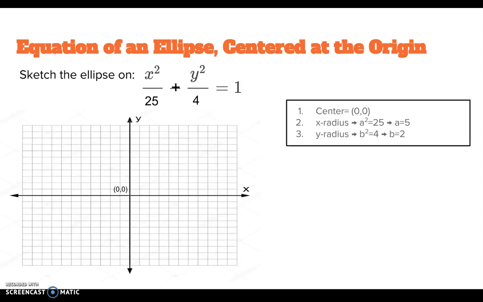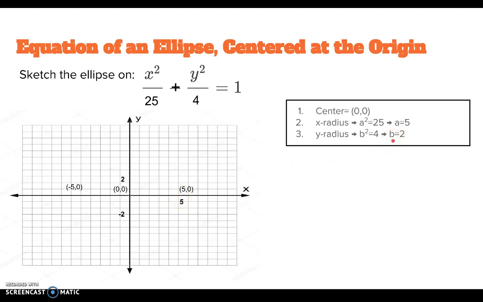So now let's put these numbers on our graph. So we have 5 as the x radius. This is the center. As a is 5, we're going to count the distance: 1, 2, 3, 4, 5. So here it's going to be 5. Same with 2.